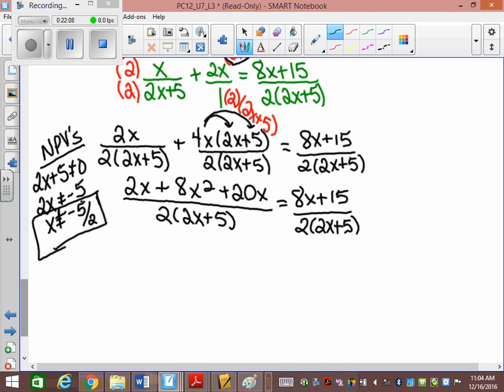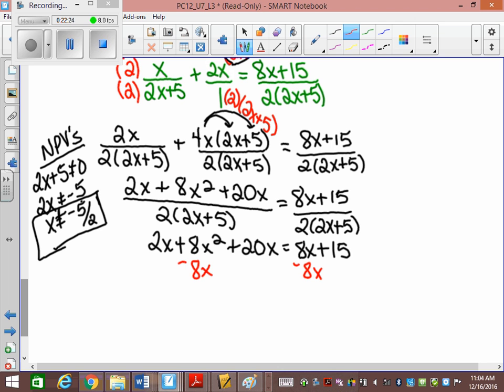And then numerator equals numerator. 2x plus 8x squared plus 20x equals 8x plus 15. In order to solve a quadratic, anything with an x squared, you have to set it equal to 0. So I'm going to subtract the 8x, subtract the 15, and I get 8x squared. 22x minus 8 is what? Positive 14. X minus 15 equals 0.